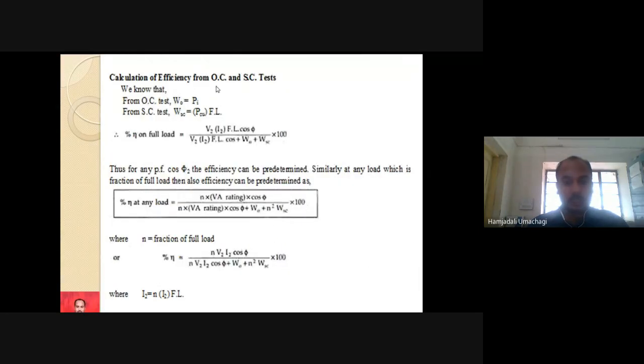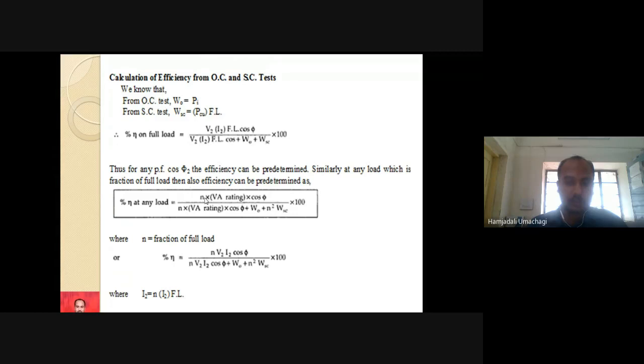In the last class, I told you how to calculate efficiency for the full load condition and for any given loading condition. For the full load condition, the formula is output by input. Output is V2 I2 cos phi 2, where FL stands for full load, divided by input. Input is nothing but output plus losses. Losses are iron loss W0 and copper loss WSC. This is the formula for the full load condition. In the full load condition, the value of small n will be 1.